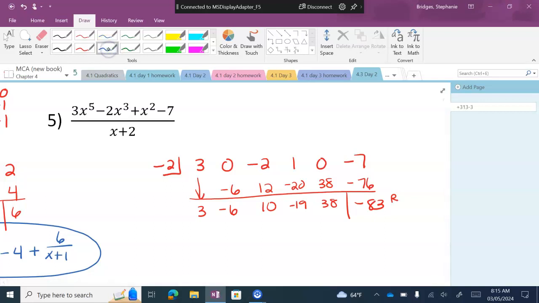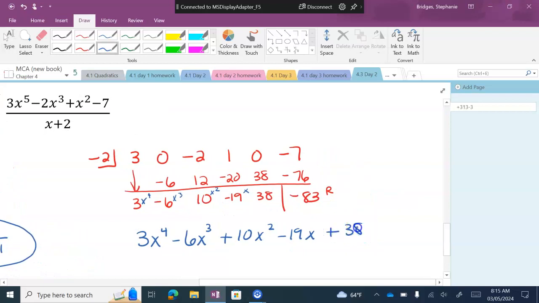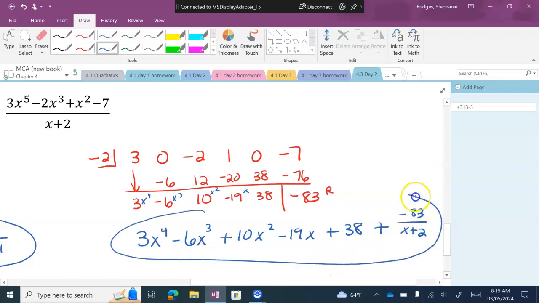And then to set up my answer, what's my first x one? It's going to be x to the 4th. So x to the 3rd, x squared, x, and a constant. So we get 3x to the 4th minus 6x to the 3rd plus 10x squared minus 19x plus 38, and then plus my remainder over my divisor of x plus 2. So that one's kind of a long answer there, right? But it's not bad. Much better than the long division.